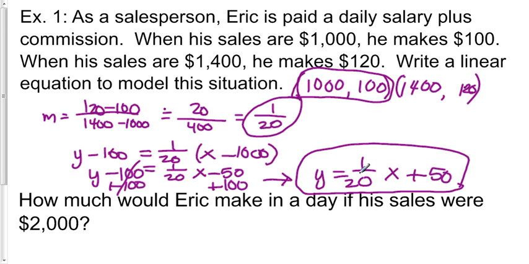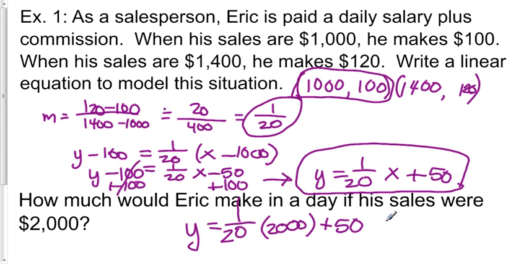Okay, so now the next question is, how much would Eric make in a day if his sales were $2,000? Well, remember, X represents the amount of sales. So I would plug in 2,000 for X into my equation. So 1/20 of 2,000 plus 50, and that gives us $150.